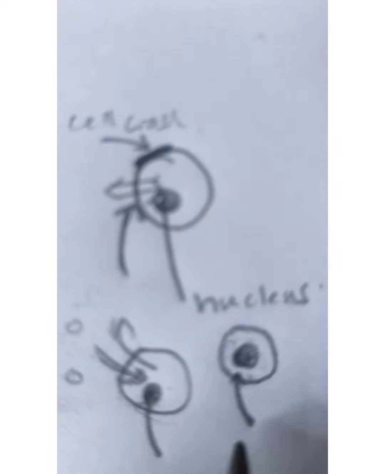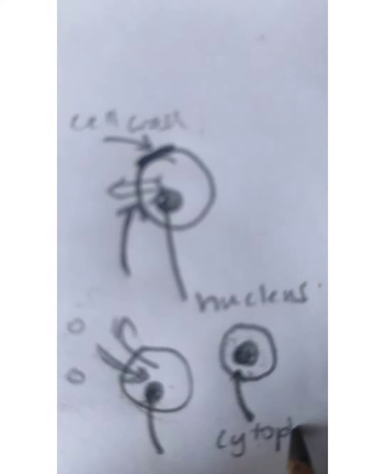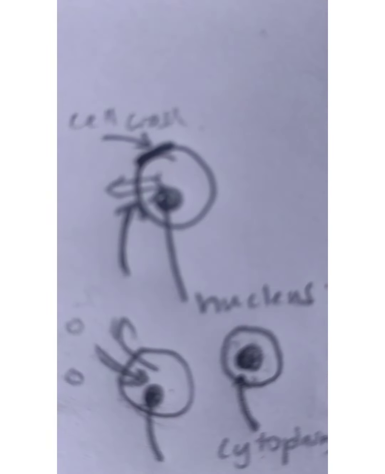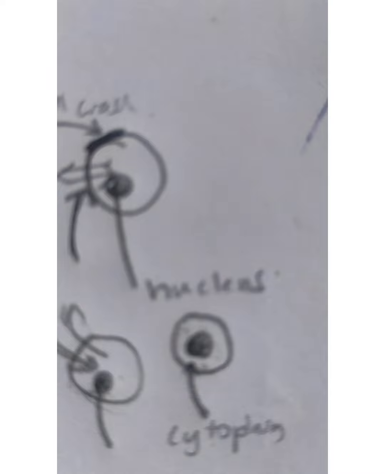So, what about the rest? This space, apart from the nucleus, is known as the cytoplasm. Cytoplasm means the space where the nucleus and the other cell organelles are.